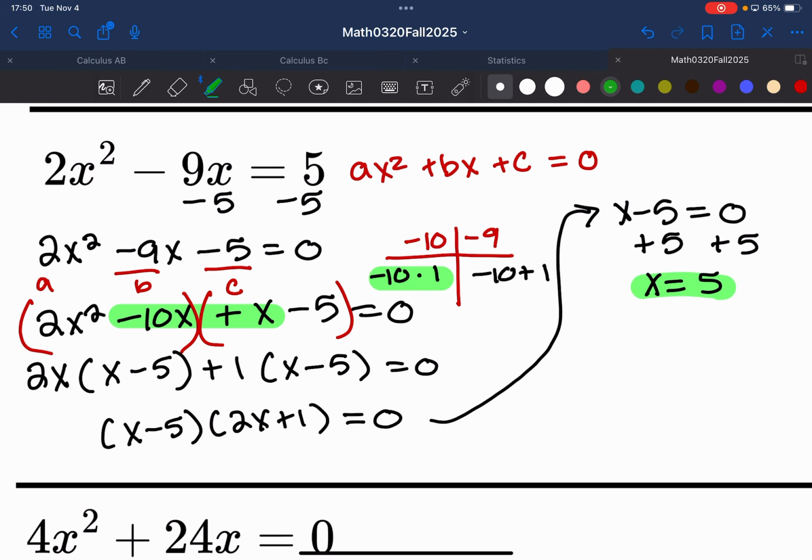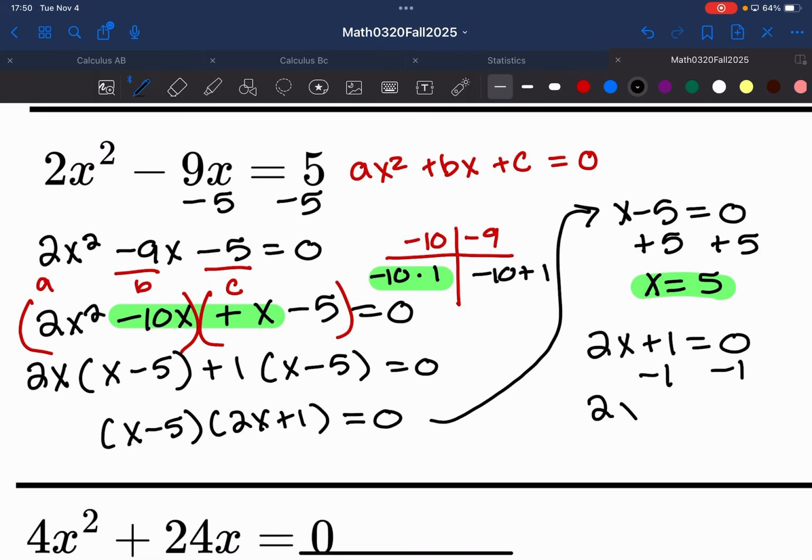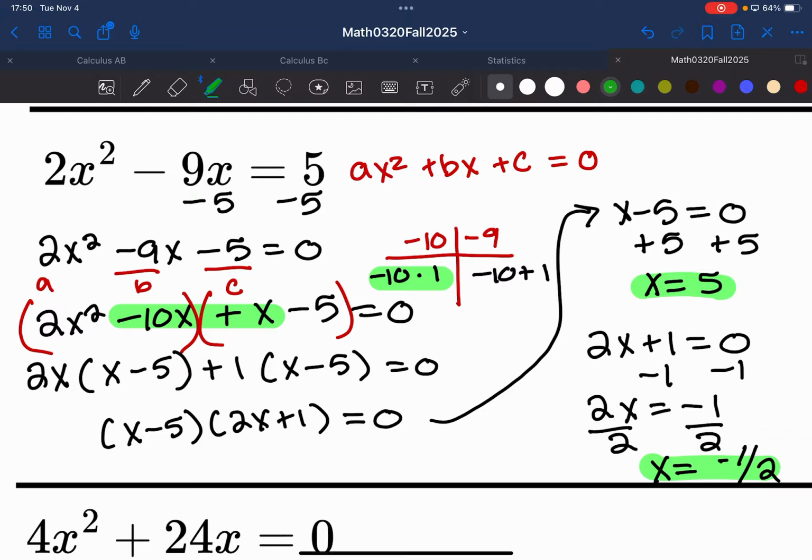That's my first answer. And then I have 2x plus 1 equals 0. And so in order to get x by itself, what am I going to do first? Subtract the 1, so I have 2x is equal to negative 1. And then divide by 2. And I have x is equal to negative 1/2 because I'm going to leave everything as a fraction. Which means my solution to this quadratic equation is 5 and negative 1/2.